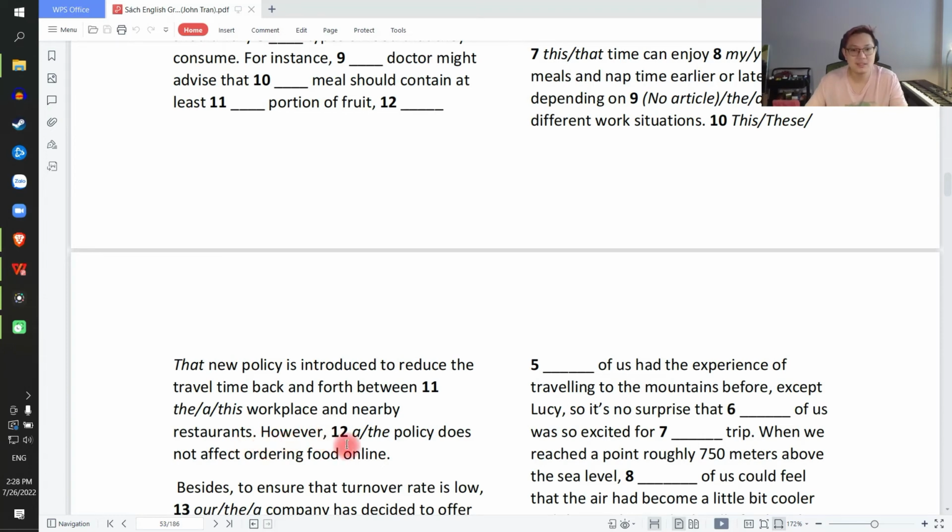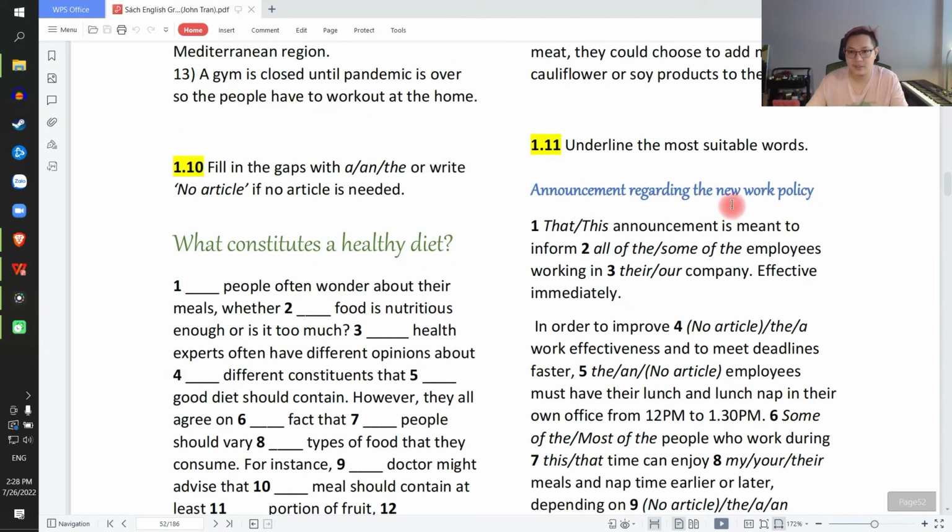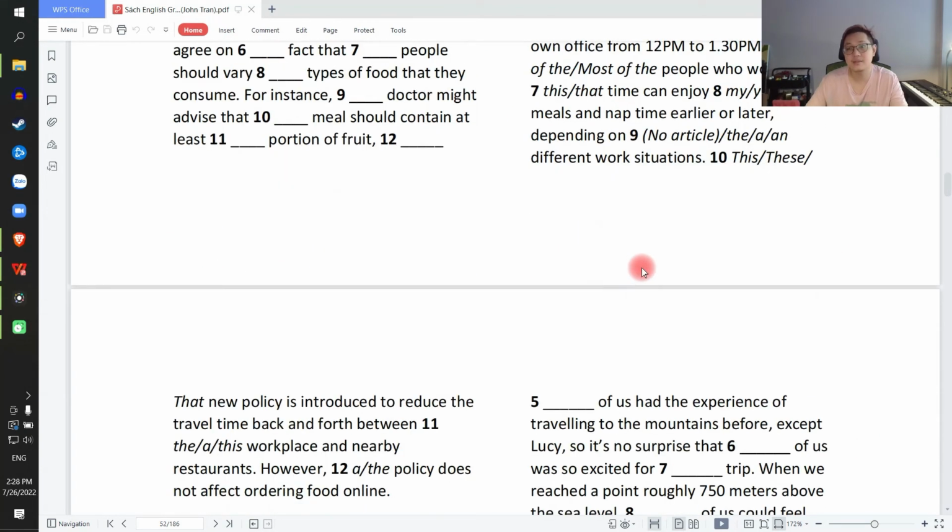12. However, the policy does not affect ordering food online. So we already know what policy we are talking about from all the part here. So here it is definite, so we should use a definite article, the here, the policy. Thông qua cái bài này đến cái khúc này á, là chúng ta cũng biết được là chúng ta đang nói về cái chính sách gì rồi. Cho nên là nó xác định, nó phải dùng mạo từ xác định the ở đây. However, the policy does not affect ordering food online.